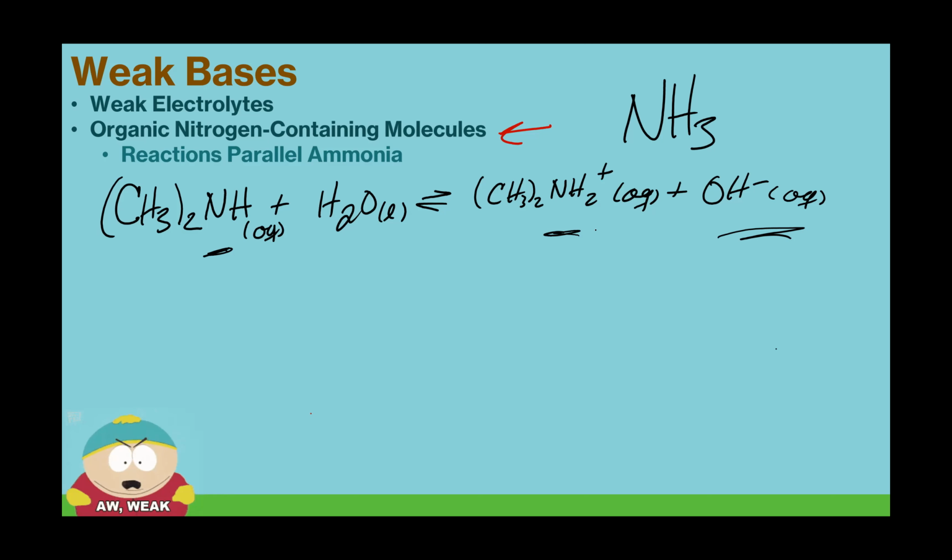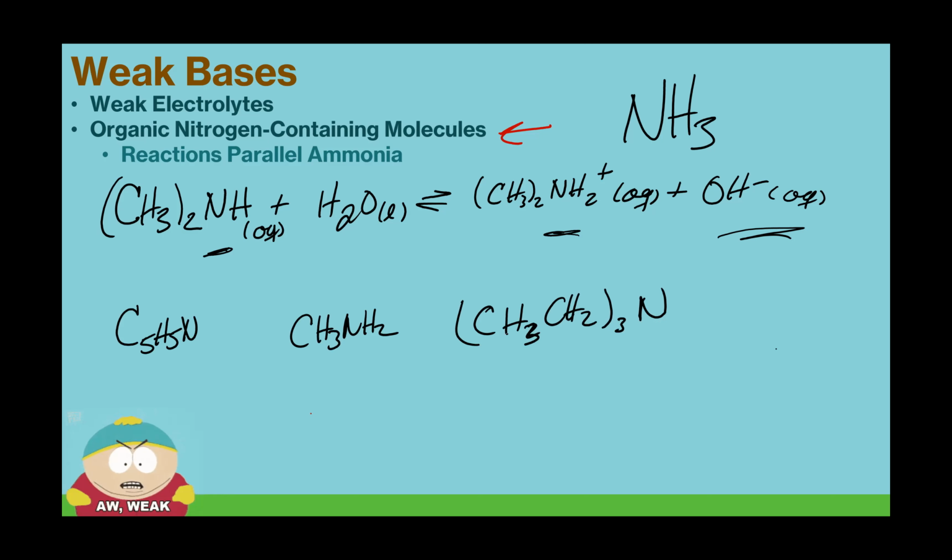So anything that's organic that has nitrogen counts. We saw pyridine before, C5H5N, CH3NH2, or (CH3CH2)3N. A lot of these things look all the same, but it's all because this nitrogen, like ammonia, has a lone pair on it, and that lone pair takes the hydrogen off of the water.